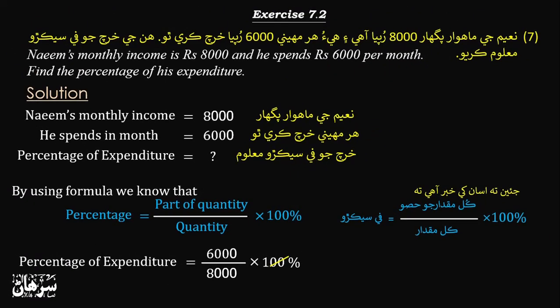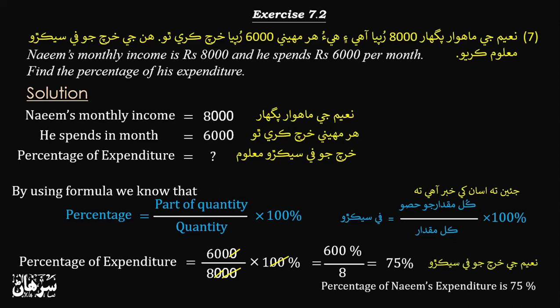Cut 20 from here and 20 from 8,000. Now 600 divided by 8, yani 600 by 8, you will get 75%. Percentage of Naim's expenditure is 75%.